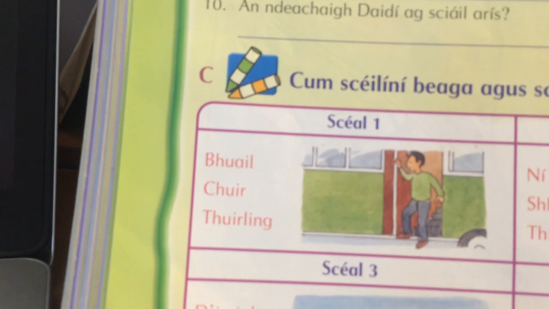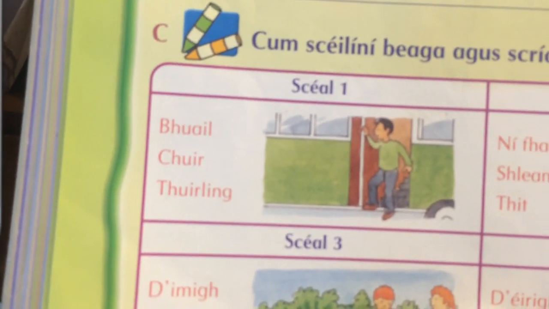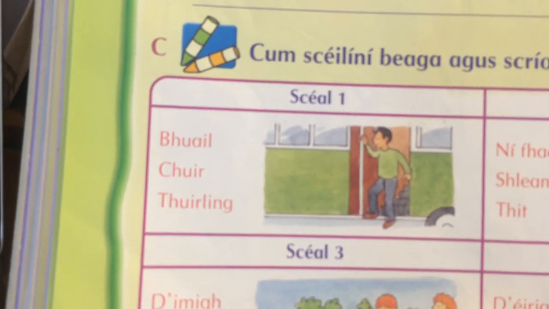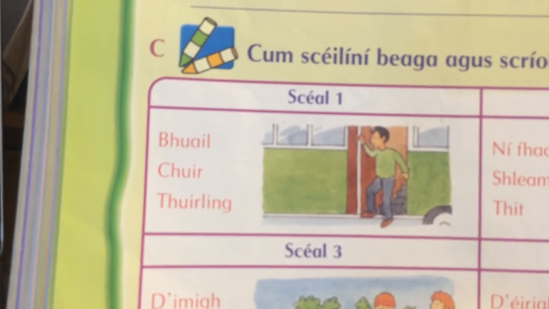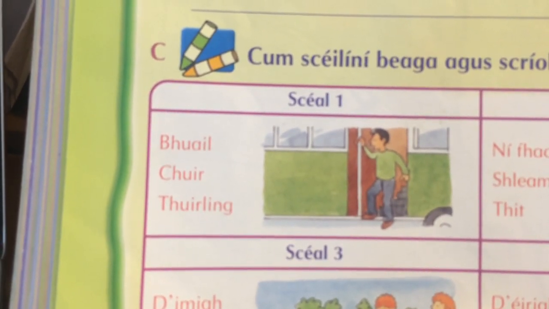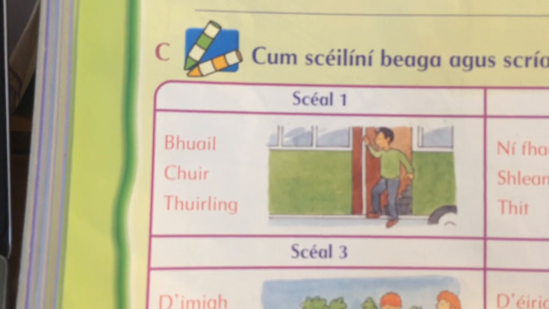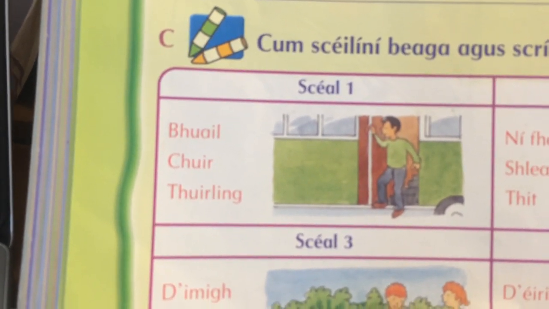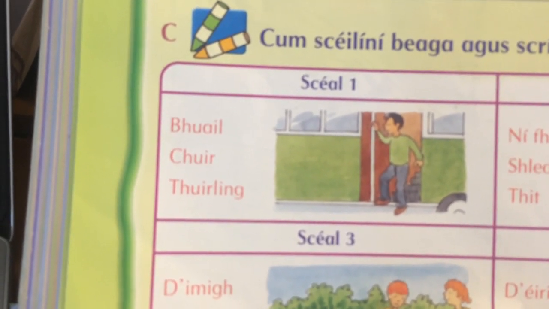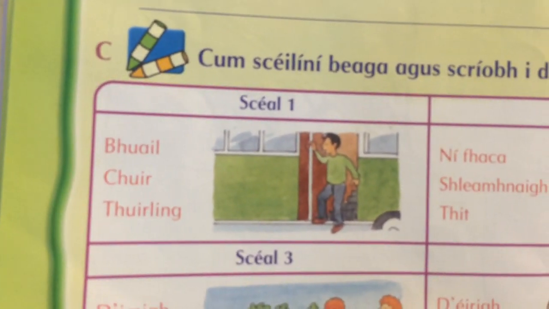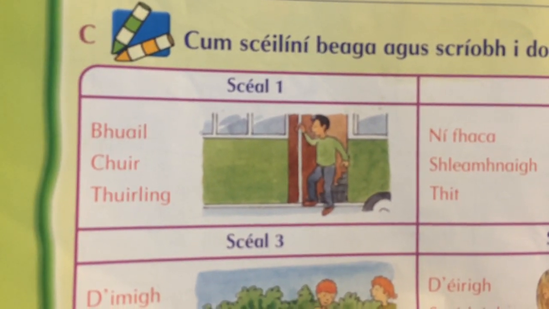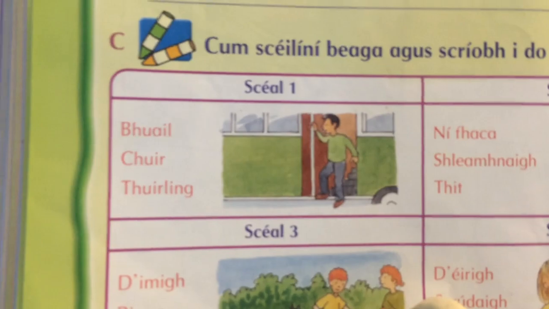So bhí fear an bus, bhuail sé an clog. Chuir sé a lámh amach, stop an bus, agus thuirling sé den bus. Okay, that's one thing you could do. You could say he got down from the bus. You can write your own. You don't have to necessarily use those pictures if you don't want.